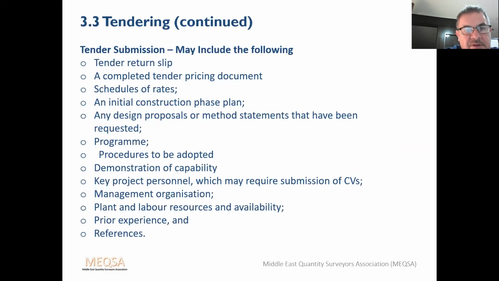Tender return slip, a completed tender pricing document, schedule of rates, initial construction phase plan, any design proposals or method statements that have been requested, programme, very important, procedures to be adopted, and a demonstration of capability. This will be almost like a CV of their previous projects, to demonstrate that they've worked on similar size projects, complexity, the same type of project, so they've got a proven track record.